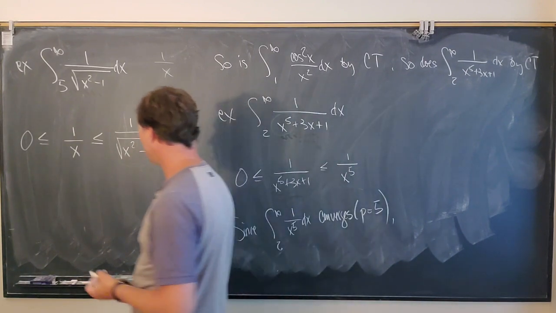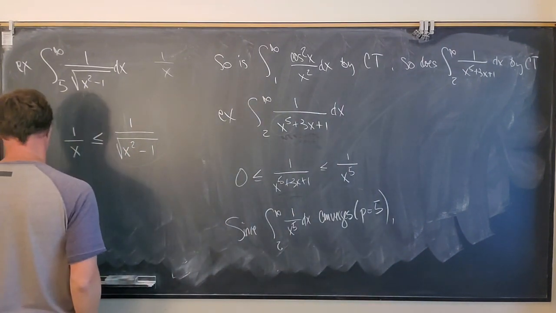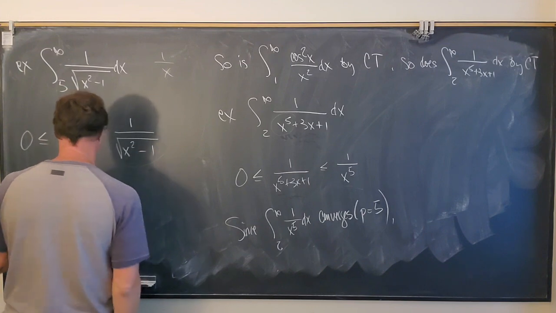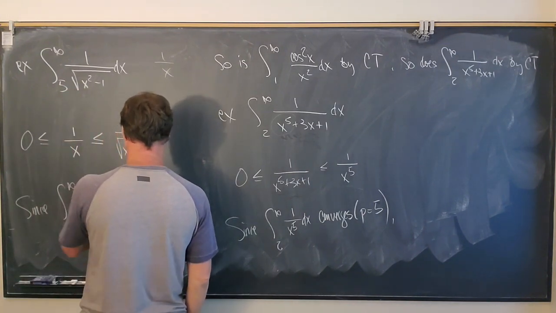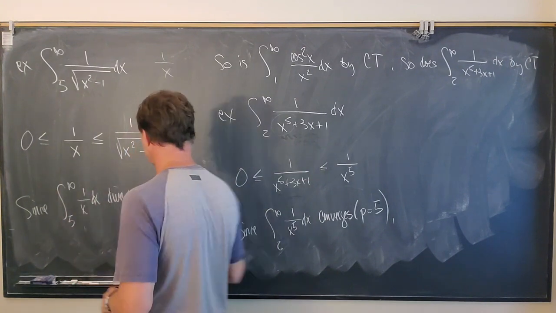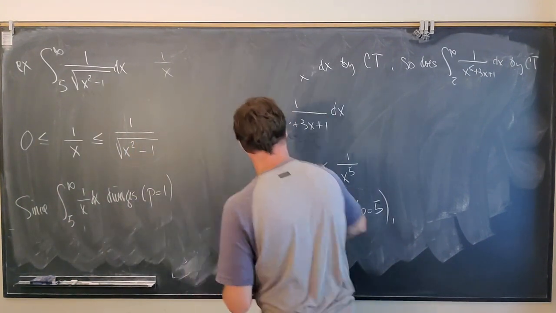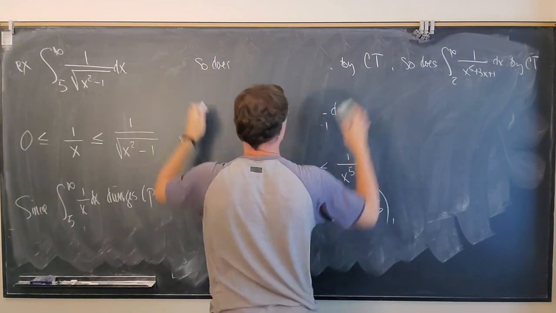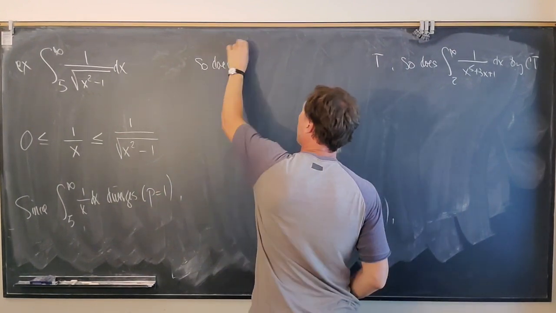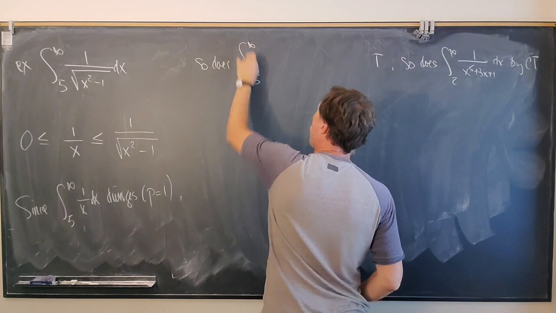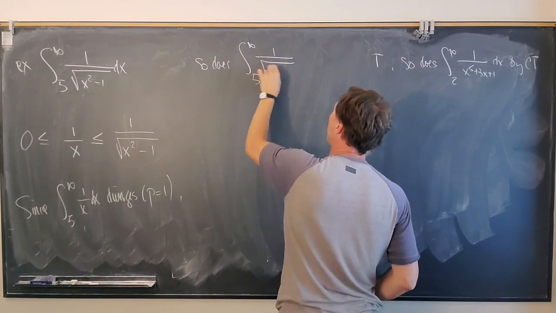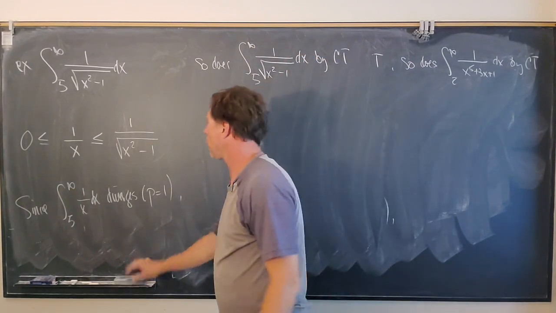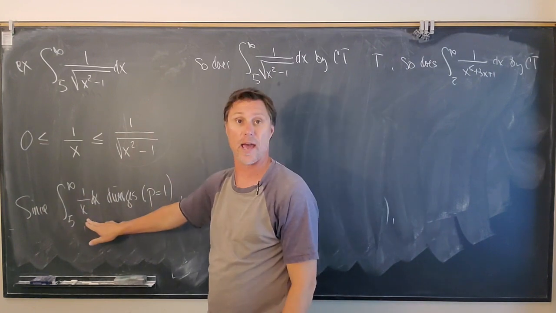Once we have a true inequality, then we can say since the integral from 5 to infinity of 1 over x dx diverges, once again by the p-test, here p equals 1, so does our original one. By the comparison test, we showed that our integrand is larger than one that is known to diverge.